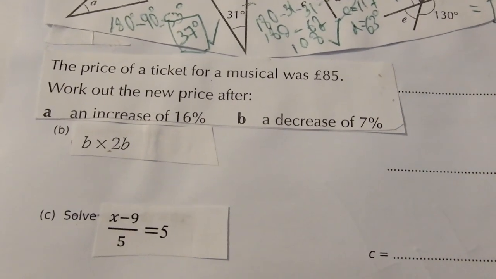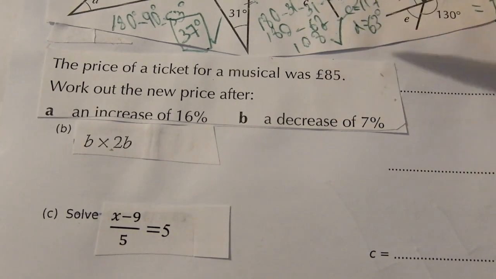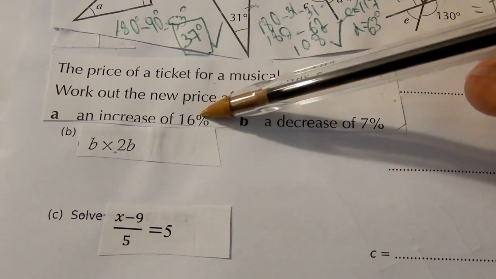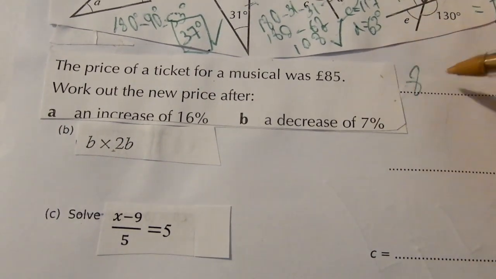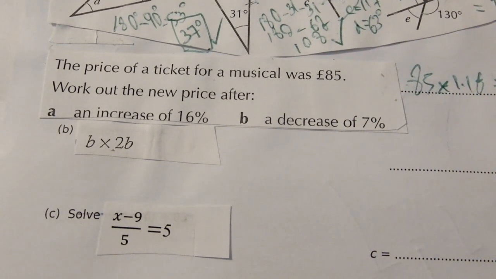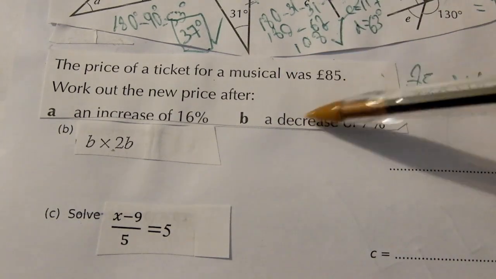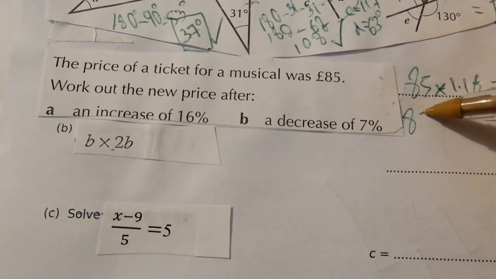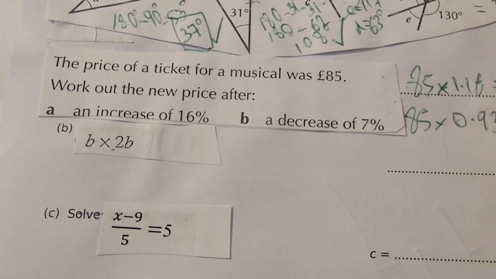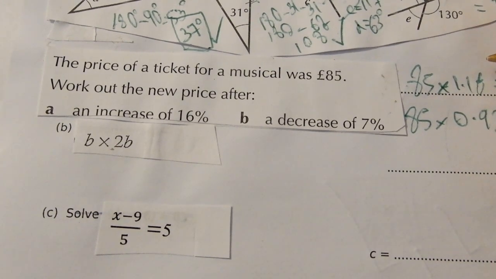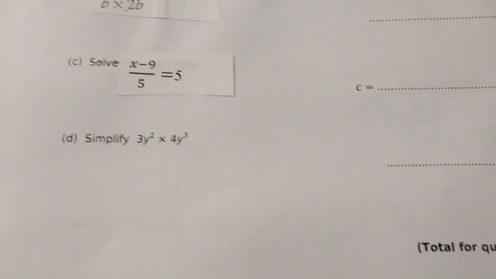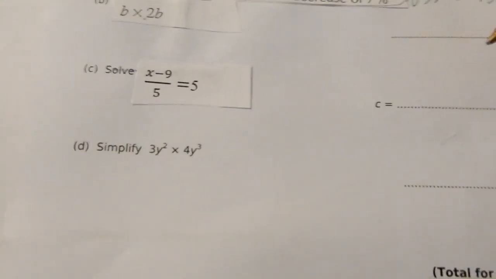Price of tickets for a musical was £85. Work out the new price after an increase of 16%. So that will be 85 times by 1.16 equals, do it on the calculator, write it down and believe. Decrease of 7% is 85 times by 0.93 equals. Okay, that one also has to be done down below. Write your answers in the comments section.